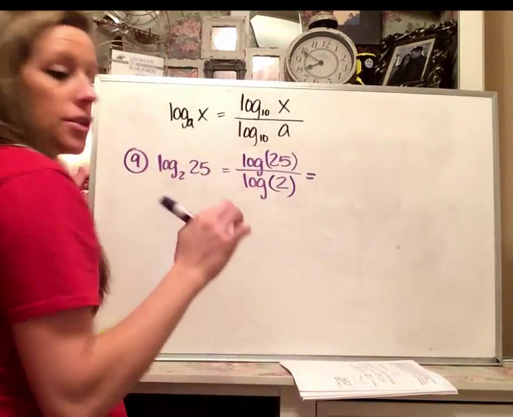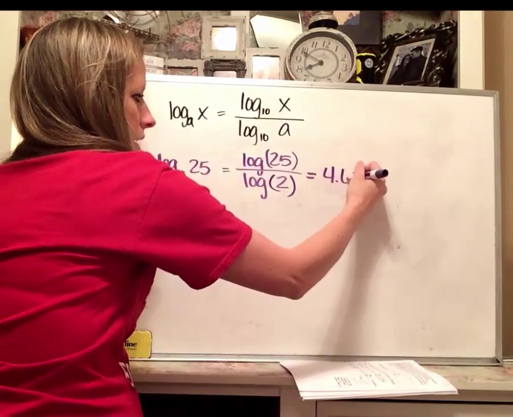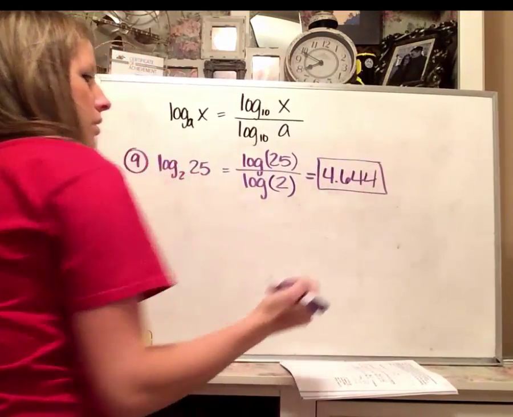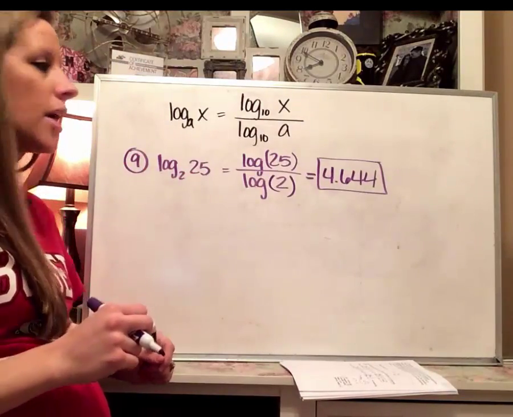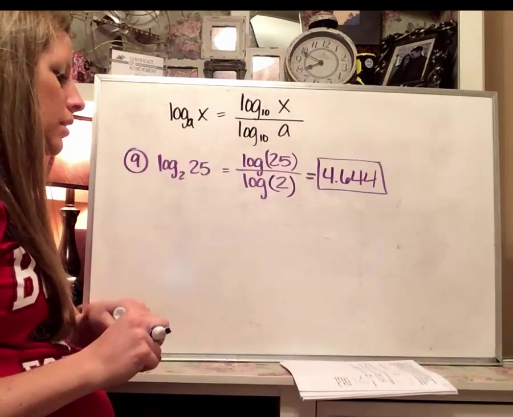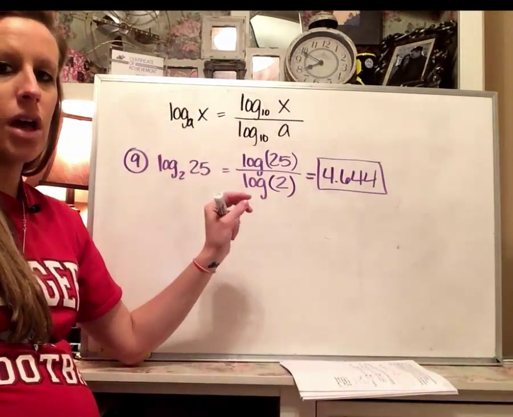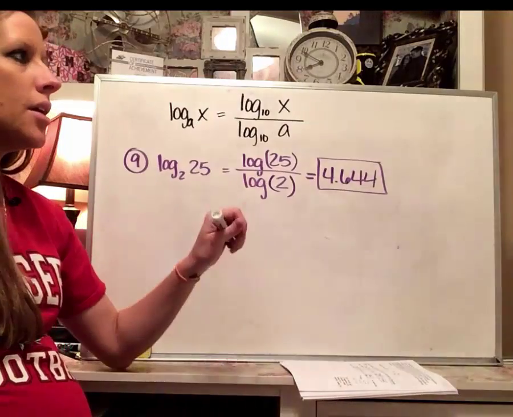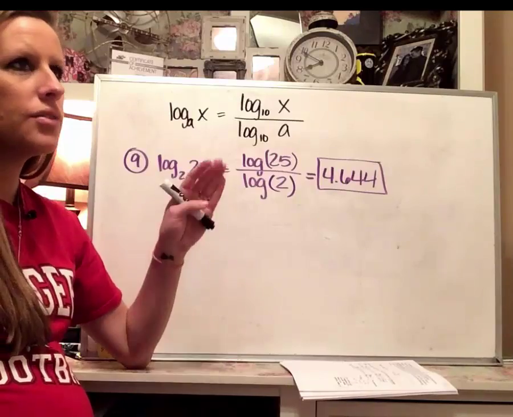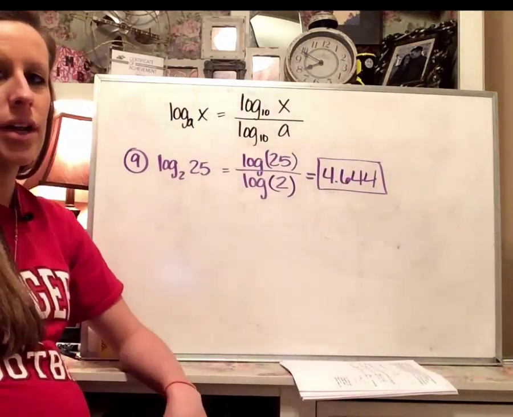Alright, and if we round to 3 decimal places, you should get 4.644. If you didn't get that, you need to check your calculator. Make sure your parentheses are right, you divided, all that. And if you're kind of lost on where the log button is, the log button is on the left side of your calculator, kind of towards the bottom half. It says log on it.